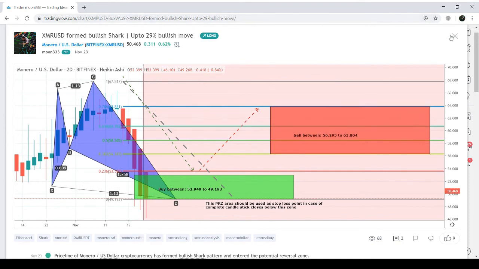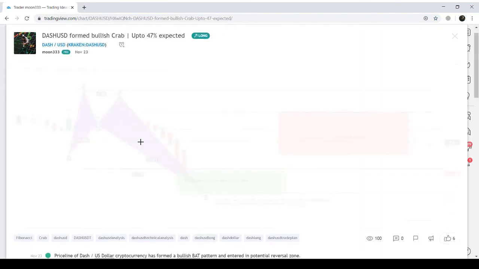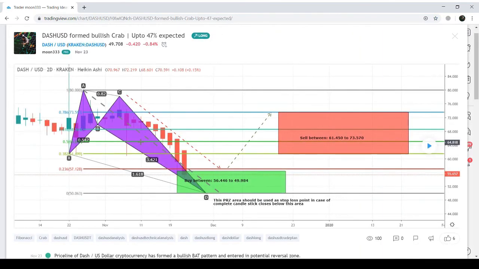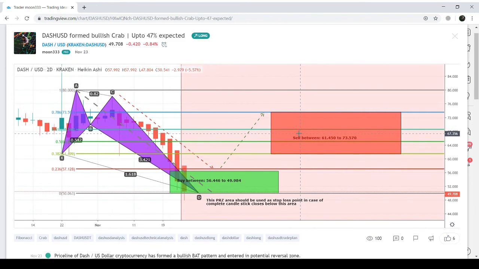Our next coin is Dash with US dollar, and this is a 47% profit potential trade. Here the price action has completed another bullish Crab pattern. This is the initial leg. The A to B leg is retraced between 0.382 up to 0.618 Fibonacci as required for the Crab, and the B to C leg is retraced between 0.382 up to 0.886 Fibonacci as required for the bullish Crab pattern.